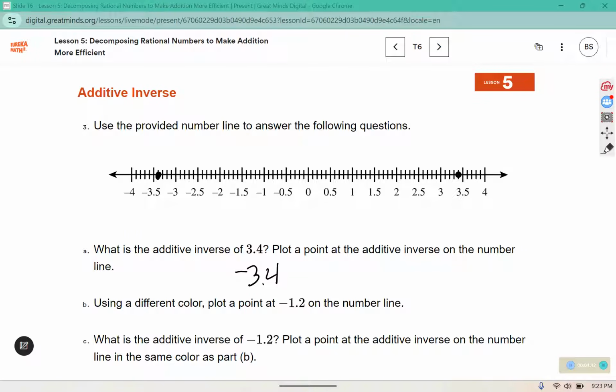Using a different color, plot a point at negative 1.2. Here we would have negative 1, negative 1.1, negative 1.2. What is the additive inverse of negative 1.2? That would be positive 1.2. Plot a point at the additive inverse in the same color as part B. So 1.2.